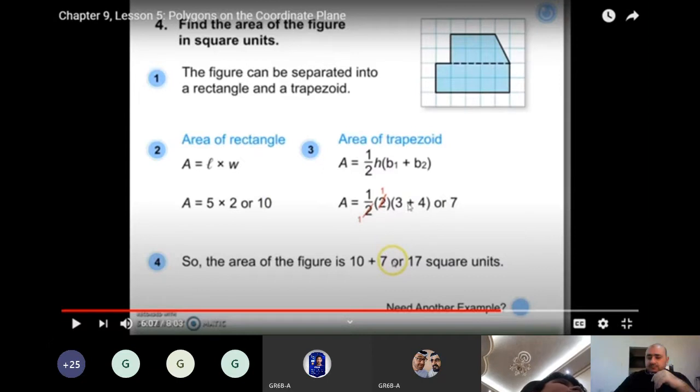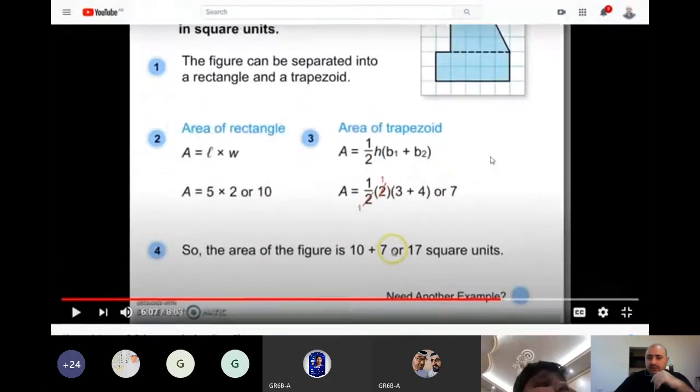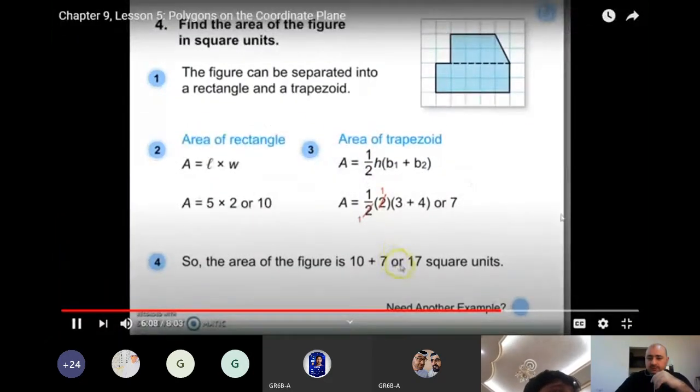Now we can add the operation between parentheses. 3 plus 4 will be 7. 7 times 2 will be 14. Now 14 times 1, 14. 14 divided by 2 will be 7. So the area for the trapezoid will be 7, and the area for the rectangle will be 10. Now the area for the whole figure will be 7 plus 10, which is 17. We get 17 square units.